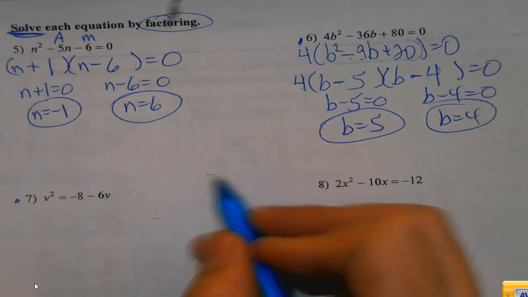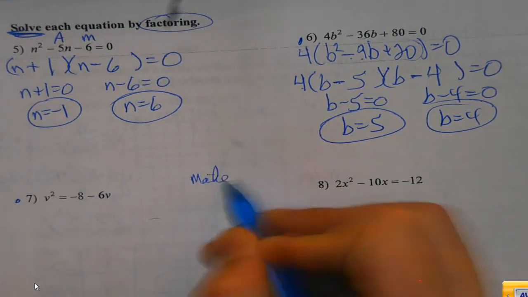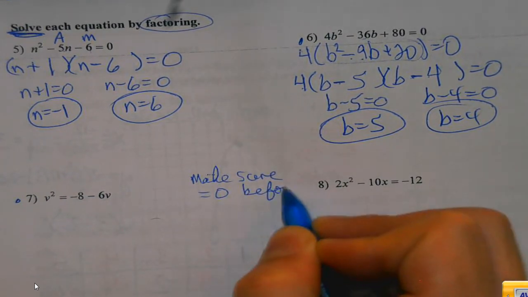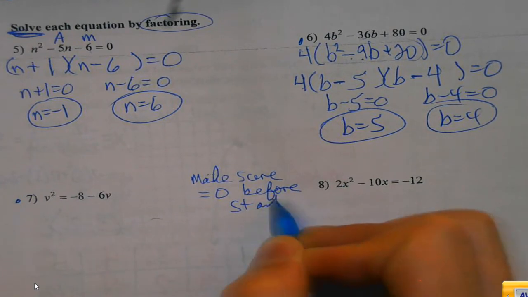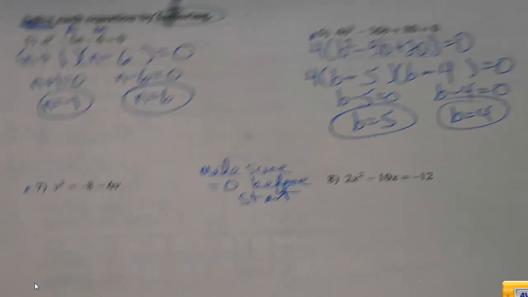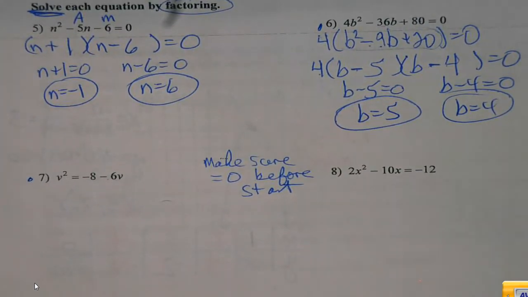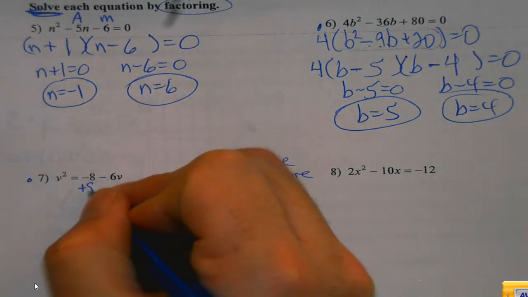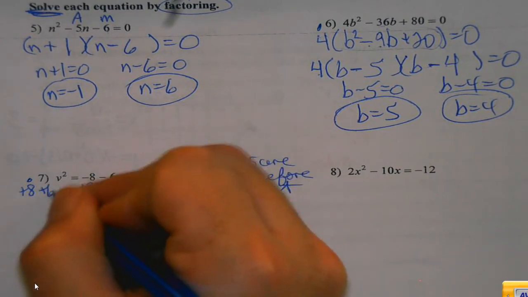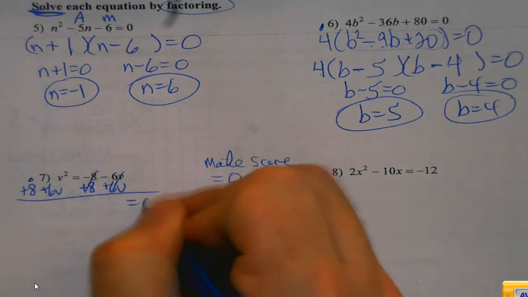You have to make sure that you have equals 0 before you start. In other words, here, that's not anything equals 0. There's stuff on both sides. You want everything on the squared side. Do not minus the b squared. That makes this a whole lot more tough than it needs to be. We need to move the 8 with an opposite. We need to move the 6v with an opposite. So I get equals 0.